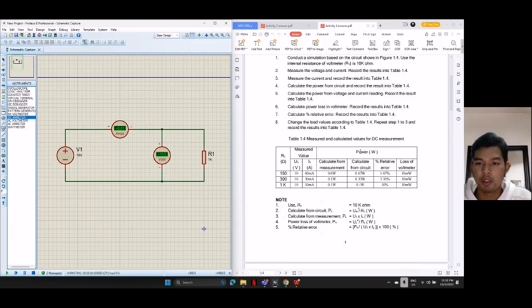After converting, we get 10 milliampere. So therefore, for the power, we have to calculate manually. The formula is already given in the notes. The answer, I follow the formula that is given.